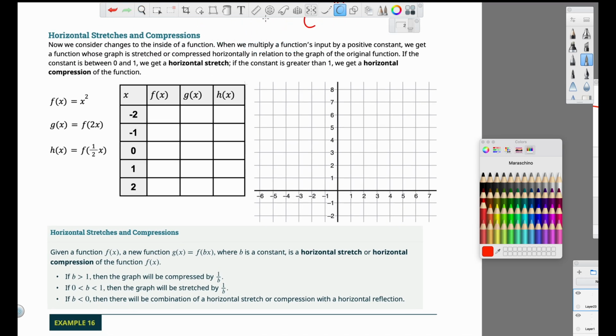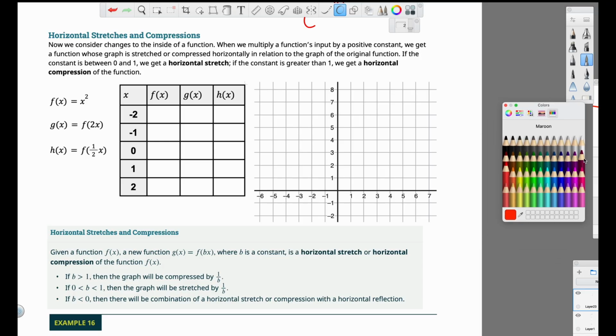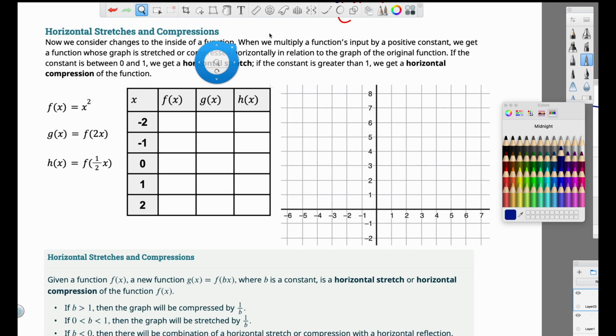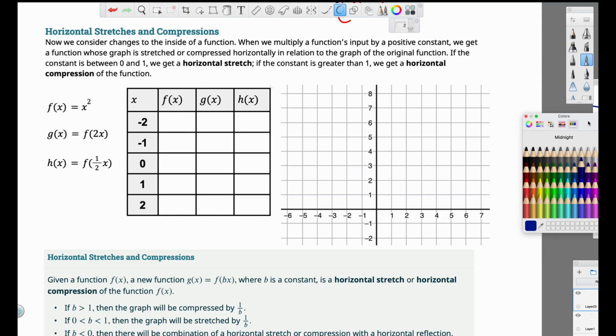Okay, horizontal stretches and compressions. So this next section, I always start off with vertical because it's a little more straightforward. When we do the horizontal, we have to think a little bit more about how this relationship is going to be a reciprocal relationship. So we just have to try to bend our minds around how this works.